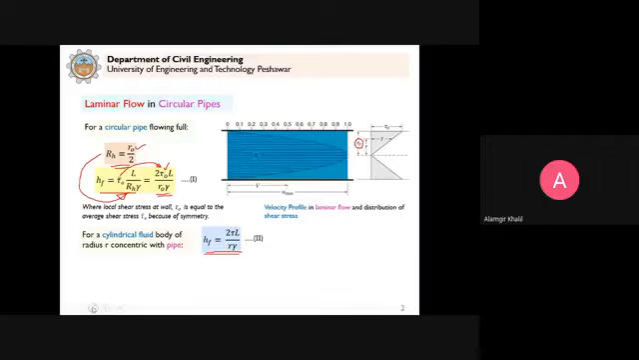Now when we compare this equation 1 with this equation 2, what do we get? We will get this expression. And this is an important expression because this gives us the shear stress at any distance r from the center of the pipe. If we know the shear stress at the pipe wall, then we can calculate the shear stress at any distance r.